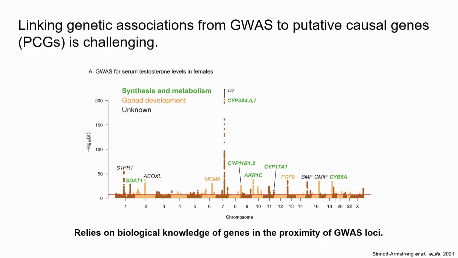So the next step is basically linking these genetic associations to the genes that they influence, which we call putative causal genes here, and this is actually pretty challenging. So traditionally, researchers have relied on our prior biological knowledge of genes in proximity to those GWAS loci. So we have the same Manhattan plot here as the last slide, and I've revealed to you that it's a GWAS for serum testosterone levels in females. And you can now see that they've annotated the top GWAS hits based on that previous biological knowledge.